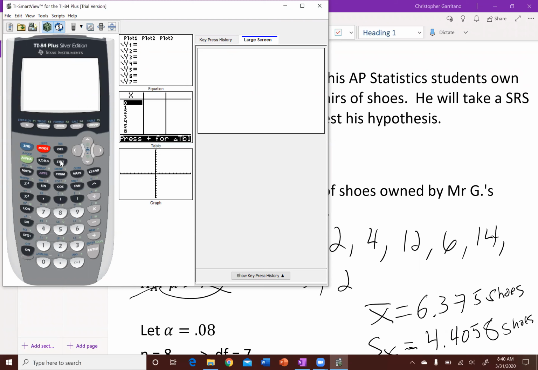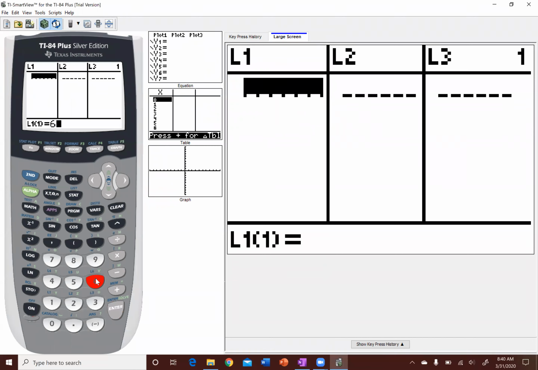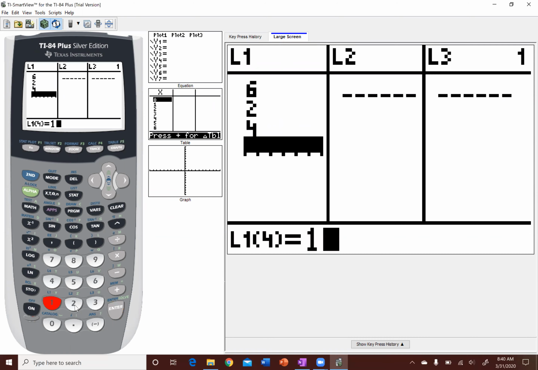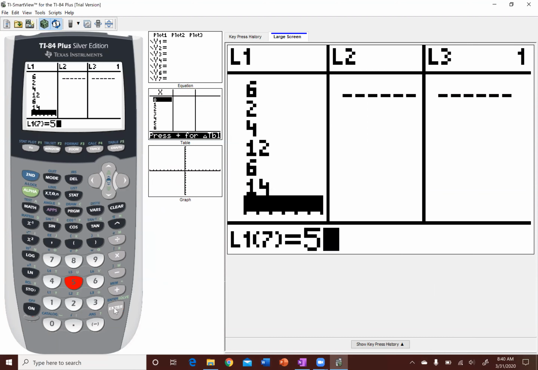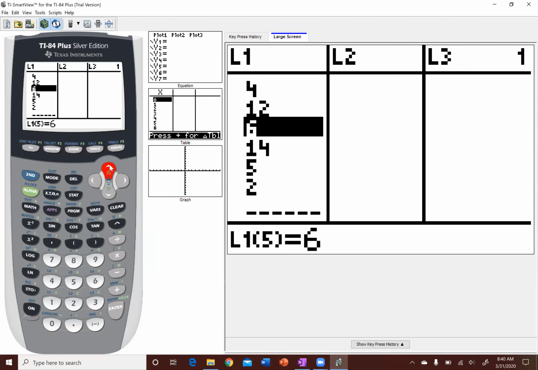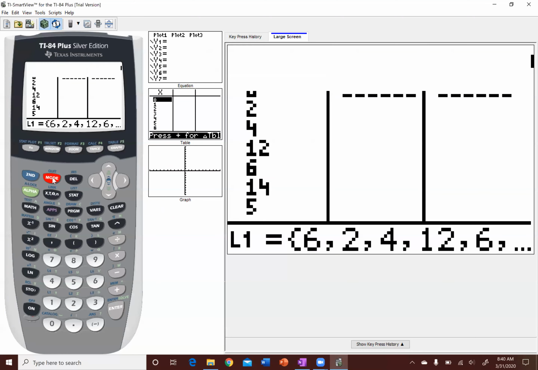So remember, we do stat edit. Here's list 1, and the numbers are 6, 2, 4, 12, 6, 2, 12. Maybe I could have done this ahead of time, but 6, 14, 5, and 2. All right, so that is our sample of 8 students. You might recall that was a random sample. So anyway, once I have them in list 1, I'm gonna exit.